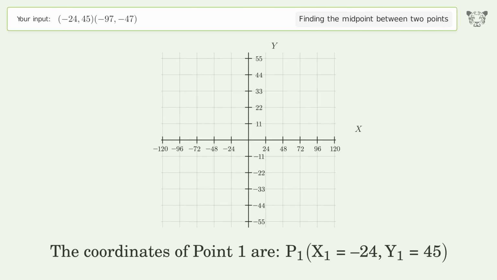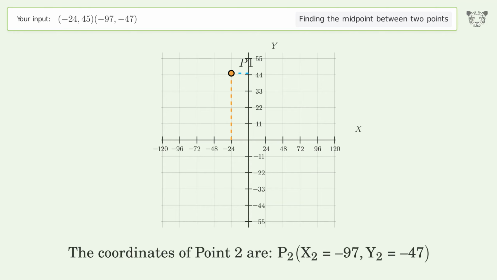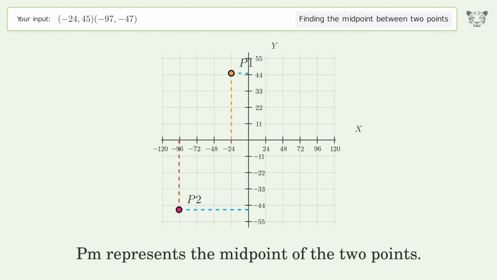The coordinates of point 1 are, x1 equals -24, y1 equals 45. The coordinates of point 2 are, x2 equals -97, y2 equals -47. PM represents the midpoint of the 2 points.